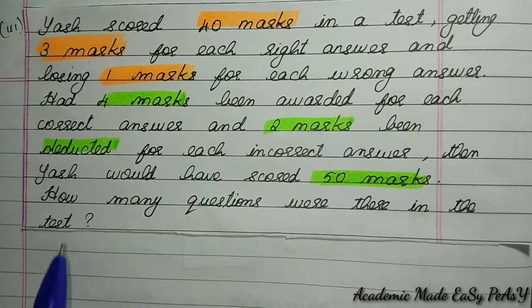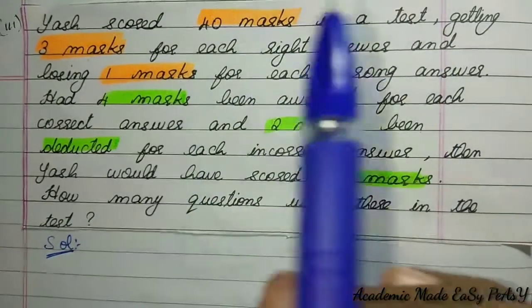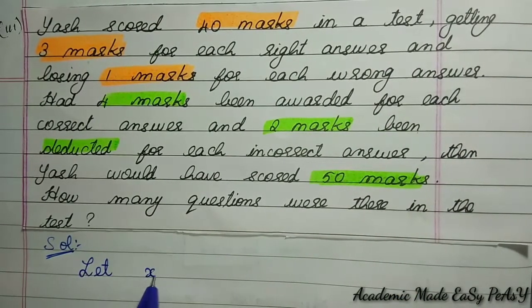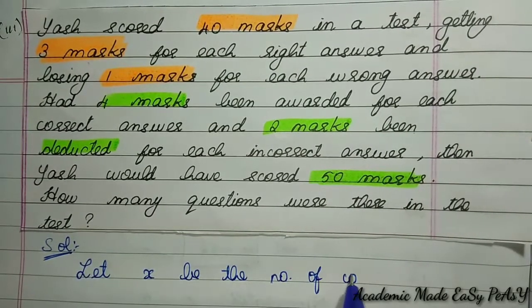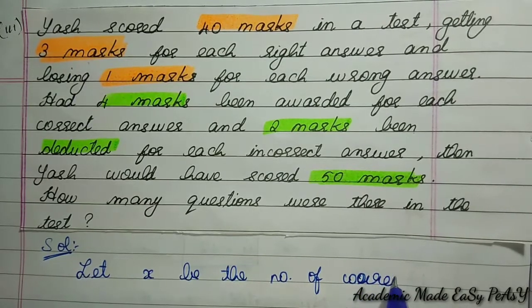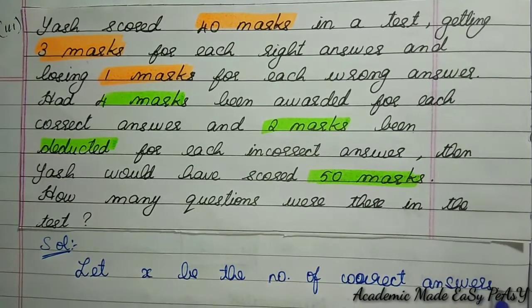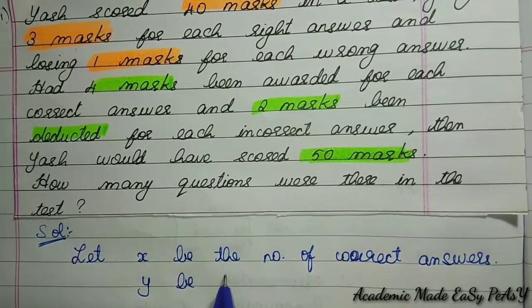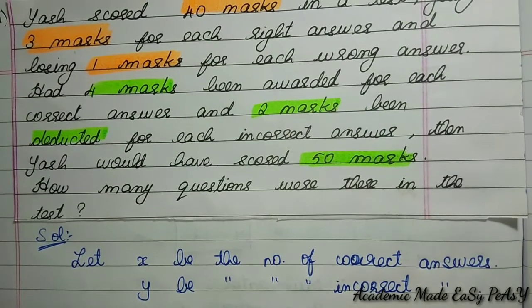So now, solution. Since they are speaking about correct and incorrect answers, let x be the number of correct answers, or right answers, whatever it is. So let y be the number of incorrect answers.